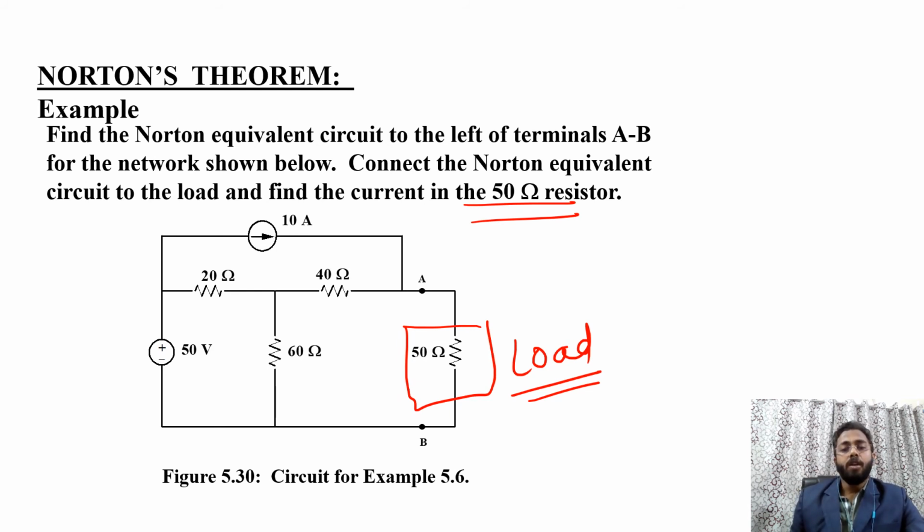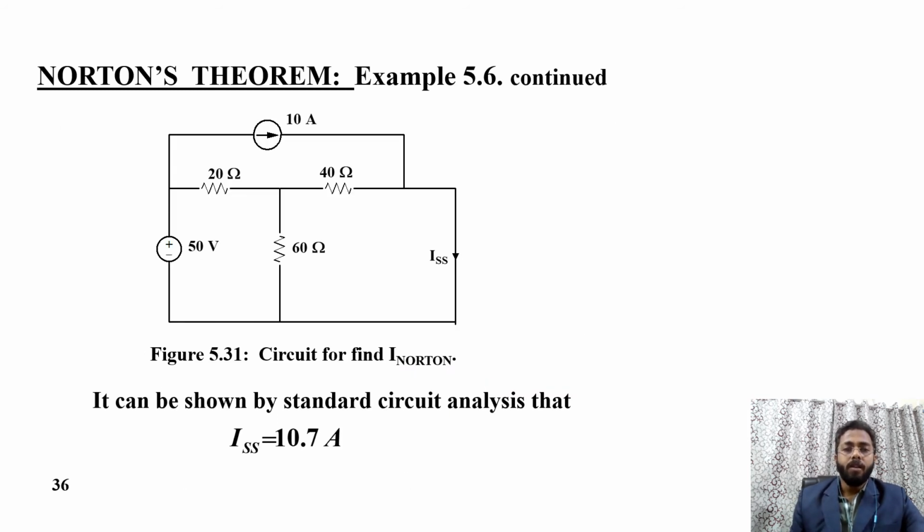Here we have to short the output load terminal, and once you short it, you have to calculate the I_SC or I_N, the Norton current across the load. In the next slide, you can see that the Norton current is actually the short circuit current across the load. So here we can see how to calculate the short circuit current.